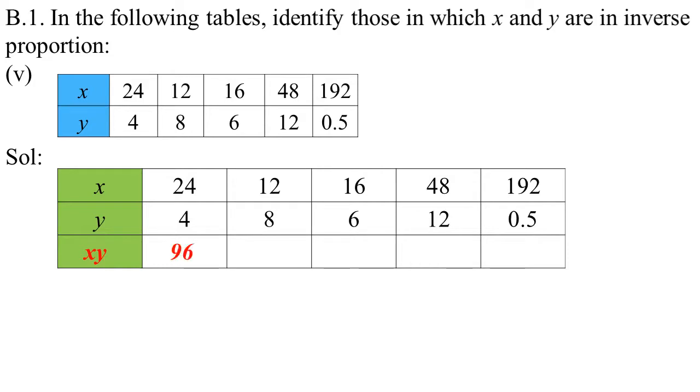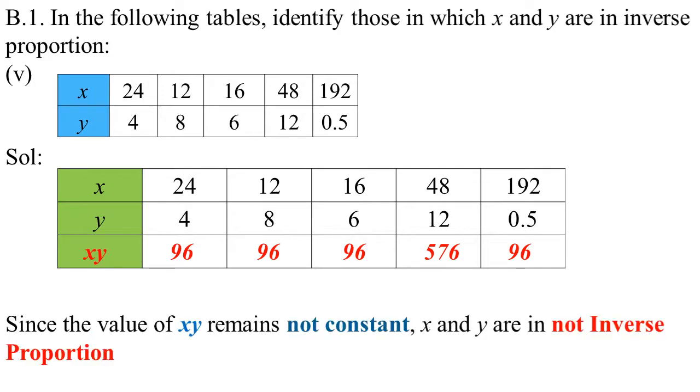24 into 4, we get 96. 12 into 8, we get 96. 16 into 6, we get 96. 48 into 12, we get 576. 192 into 0.5, we get 96. Since the value of xy is not constant, x and y are not in inverse proportion.